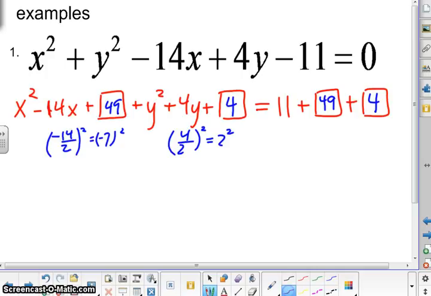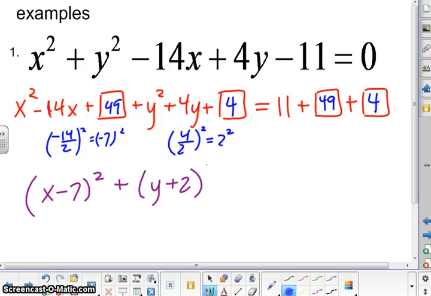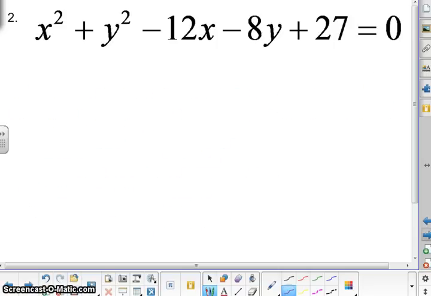All right, so let's move on. Factor and simplify. Last step. (x minus 7) squared plus (y plus 2) squared equals 11 plus 49 plus 4, which gives you 64. So from that, we'll be able to tell that the center point is (7, negative 2), and the radius is 8. So you have just done your first complete the square for circles. Let's go on to the next one.